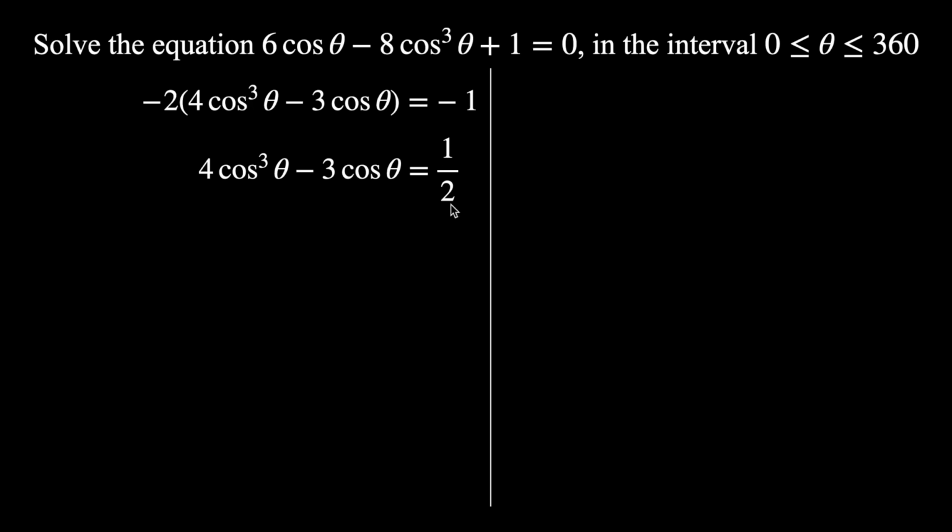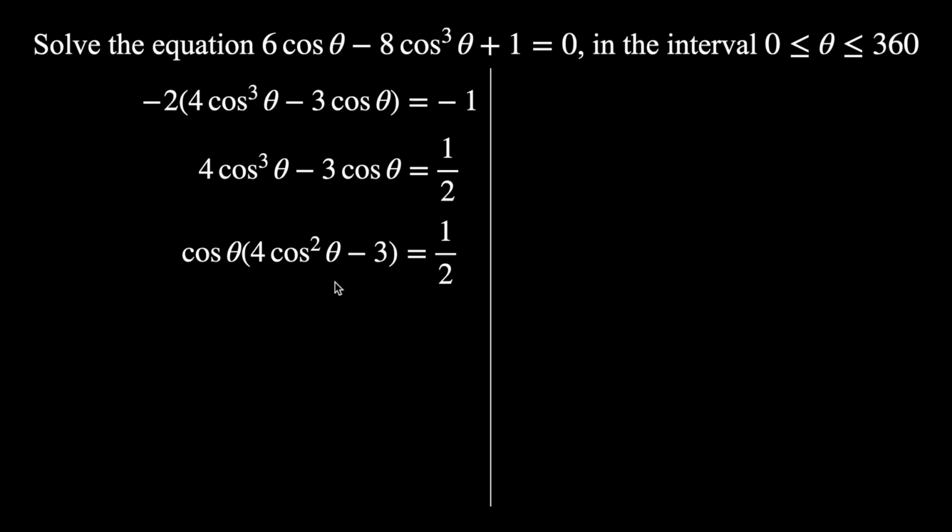Then I'm going to factorize the cosine theta. I could have done it in the previous step as well. But let's try that. So factorizing cosine theta out of those two terms, we get cosine theta multiplied by 4 cosine squared theta take 3 equal to a half. Now, what can I try?